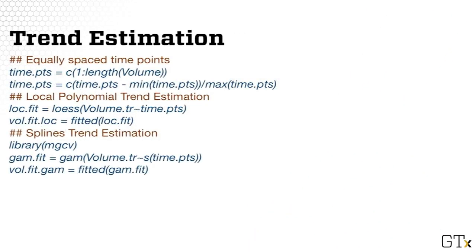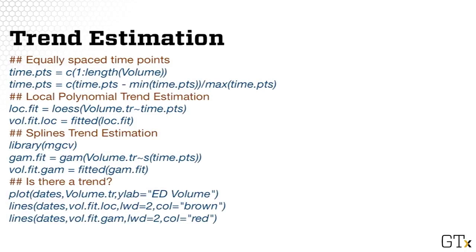Let's begin with the estimation of the trend. I applied here only non-parametric estimation approaches, the local polynomial and the splines regression methods. Similarly to the Atlanta temperature data example, we need to first define the data points, the time points, which are simply equally spaced values between 0 and 1. Then I applied the R commands LOESS for local polynomial and GAM for splines regression.